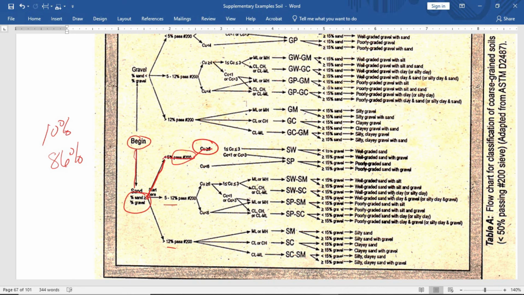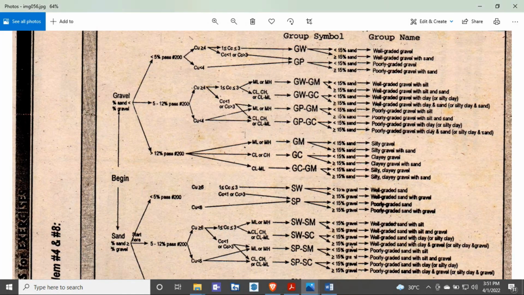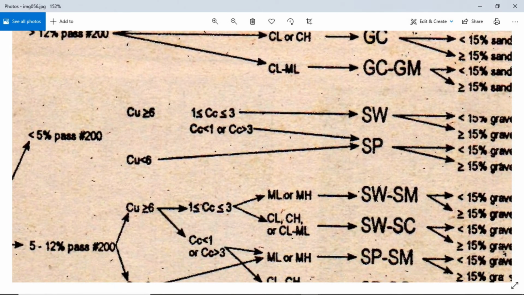So, after nyan, di ba may nag-compute tayo ng CC kanina na which is 1.25. So, if CC natin is between 1 and 3, which is ito yan. Medyo malabo kasi dyan eh. Ito na lang. Sumin ko na lang dito.